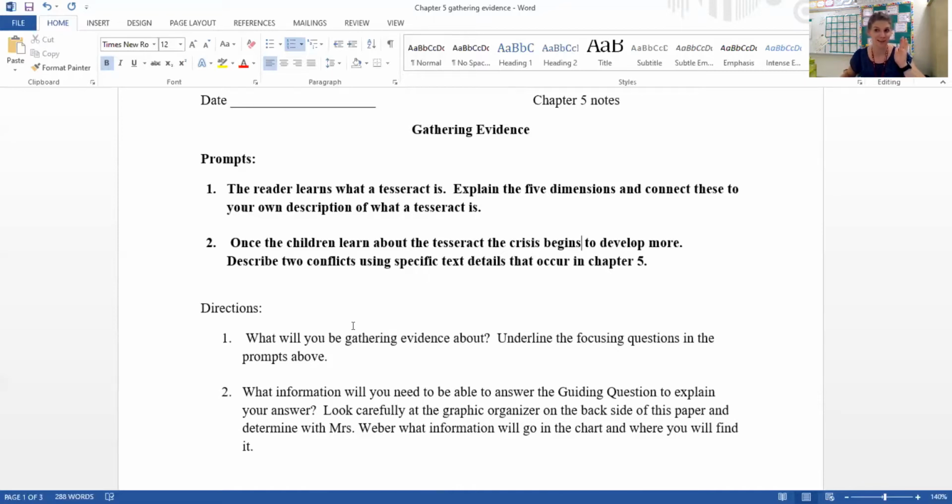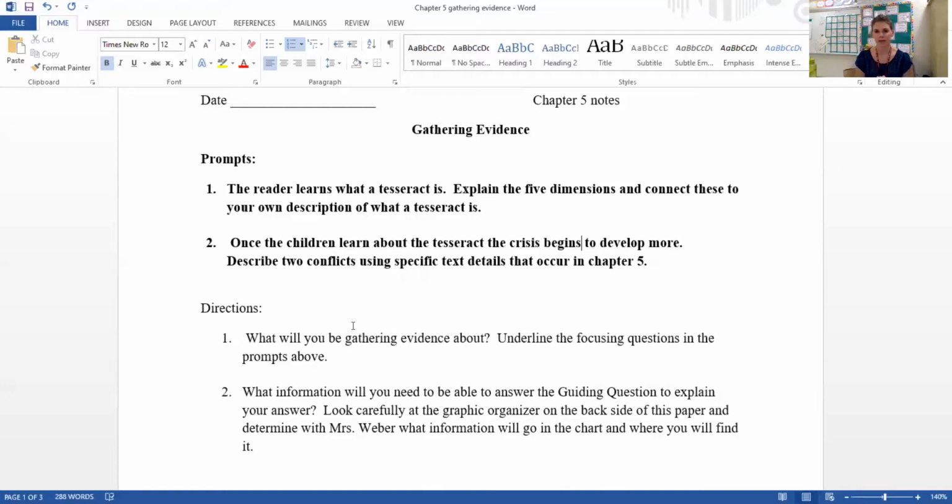Hopefully you hit play and came back, and here I am to continue. All right, you finished number 1. I'm going to be checking that, and we'll talk about it in class. Number 2: what information will you need to be able to answer the guiding question? I changed the wording. It should be the prompt. The guiding questions are the prompts to explain your answer. What information will you need?